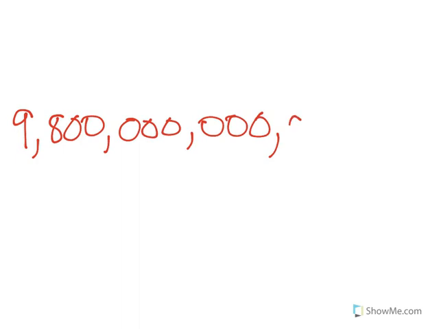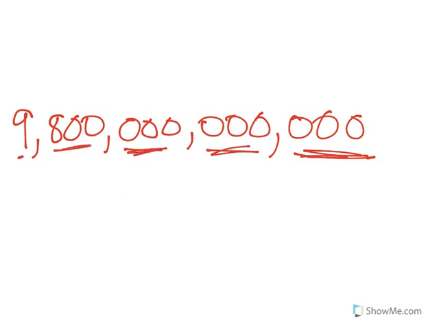For example, if I was going to write down the number of ants there are on planet Earth, there's an intense amount of ants on planet Earth, especially in the jungle. And if I said that there were 9,800,000,000,000 ants on planet Earth, I would write that out, and that's what that would look like. Because this is the ones up to hundreds, thousands, millions, billions, trillions. And that takes up a lot of space.